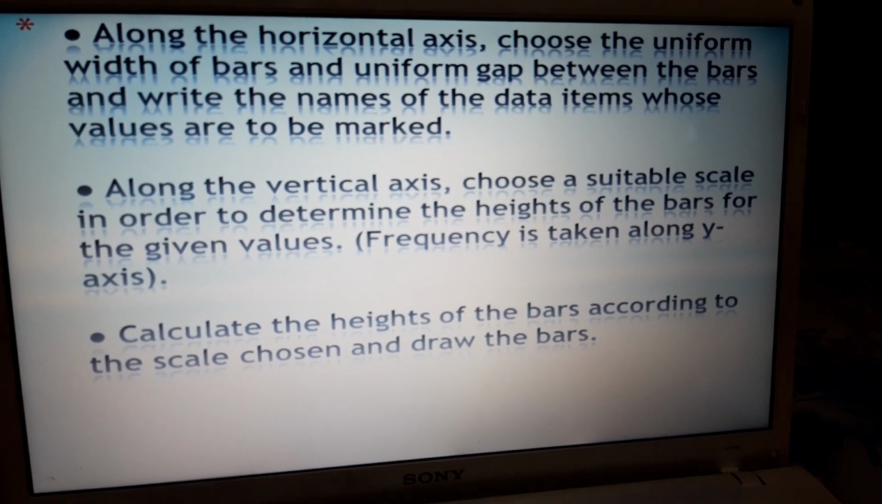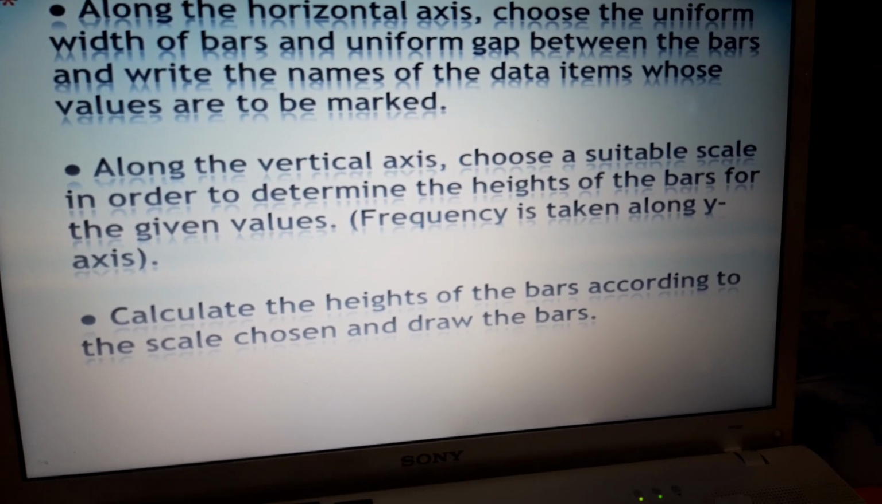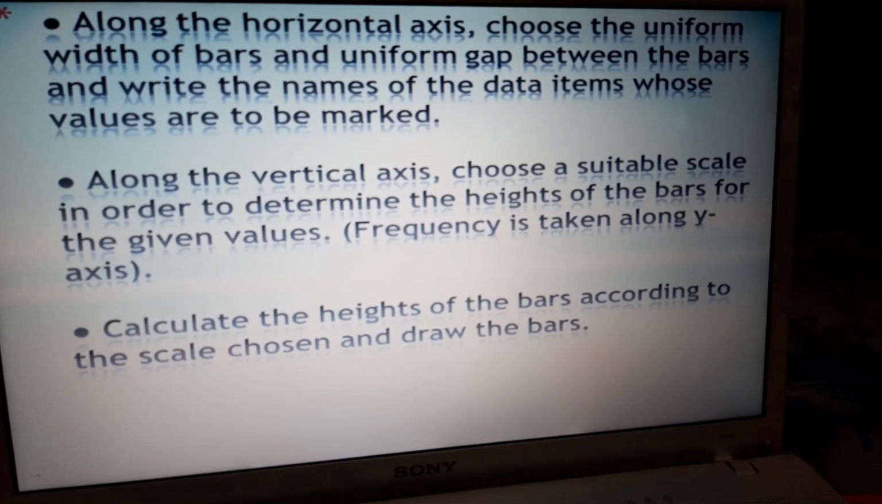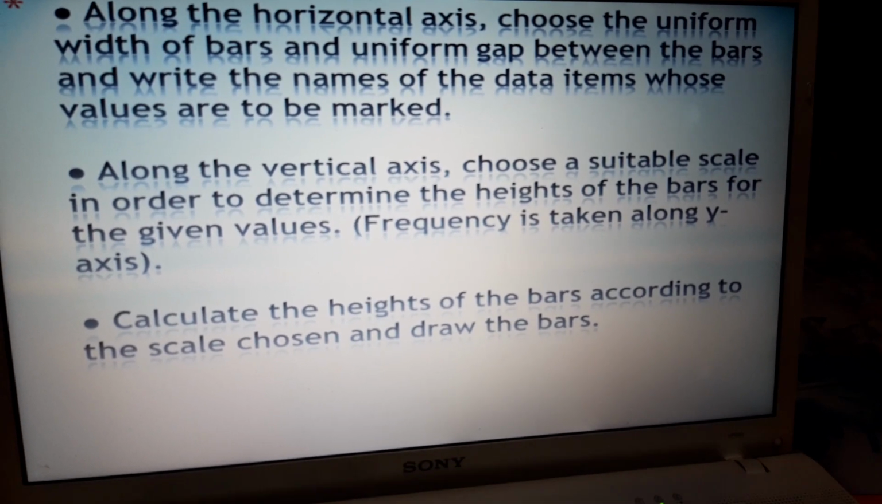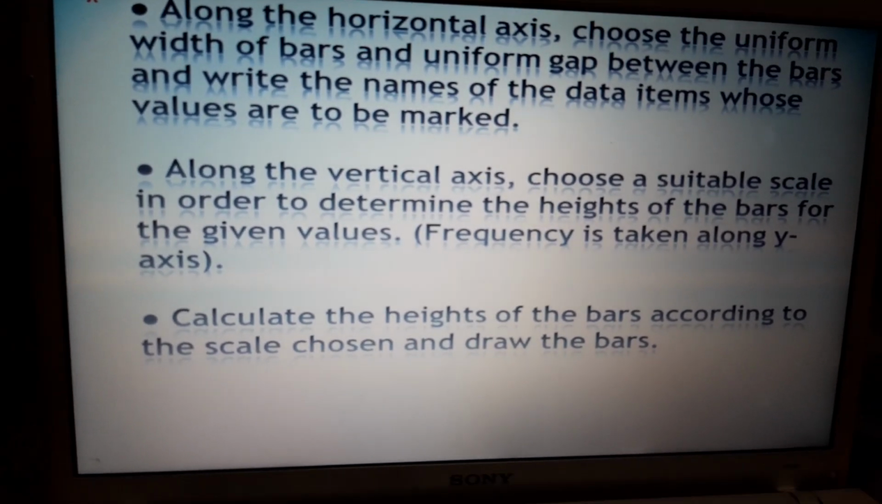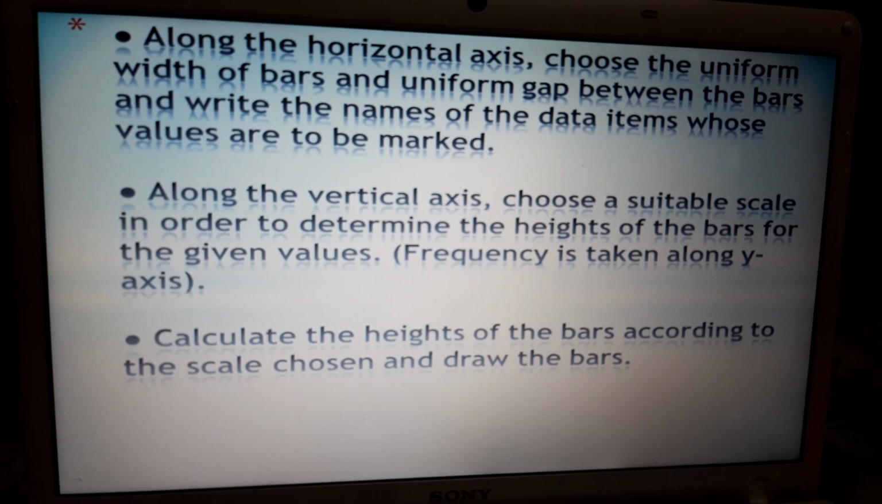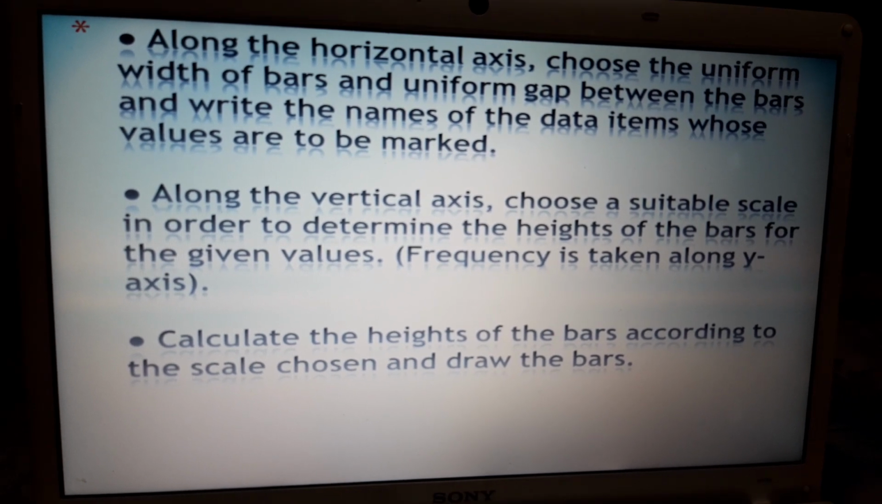Next, along the vertical axis, choose a suitable scale in order to determine the heights of the bars for the given values. Frequency is taken along the y-axis. As I already told you, we write the frequency along the y-axis, the number of times the thing is repeating. So we have to choose a suitable scale for this.